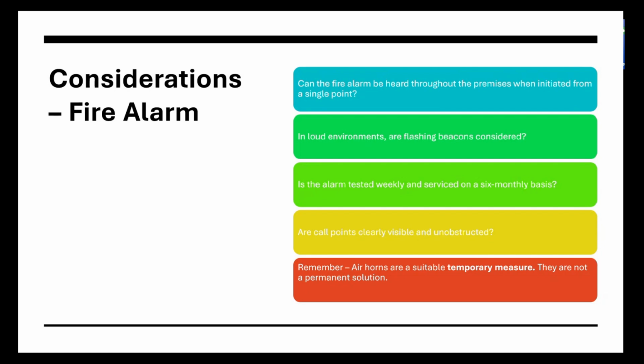Where you have a hardwired alarm, all alarms must be tested weekly, and when you have a hardwired one, it must be serviced on a 6-monthly basis by a competent fire safety technician or electrician. You must make sure that all of your call points, any of your red buttons, are clearly visible and unobstructed. And also remember that air horns are a suitable temporary measure. They are not a permanent solution for your fire alarm. They are there just to tide us over until we can fit a proper fire alarm. They will never be considered a suitable fire alarm permanently.